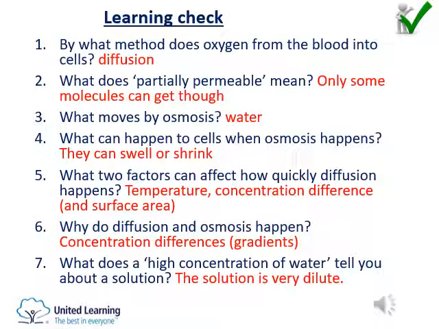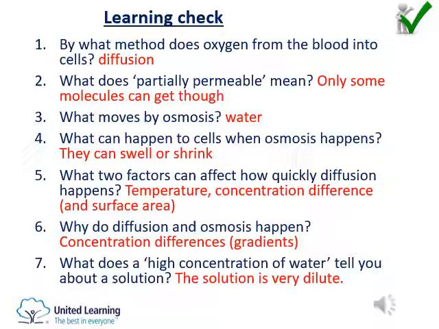So hopefully you didn't find those questions too difficult. Remember, if you have struggled with it, please go to BBC Bitesize on the cell transport, diffusion and osmosis page. So question number 1, by what method does oxygen move from the blood into cells? It was by diffusion. Number 2, what does partially permeable mean? Let some molecules through, but not all molecules. 3, what is meant by osmosis? It is the movement of water. Number 4, what can happen to cells when osmosis happens? They can either swell or shrink.